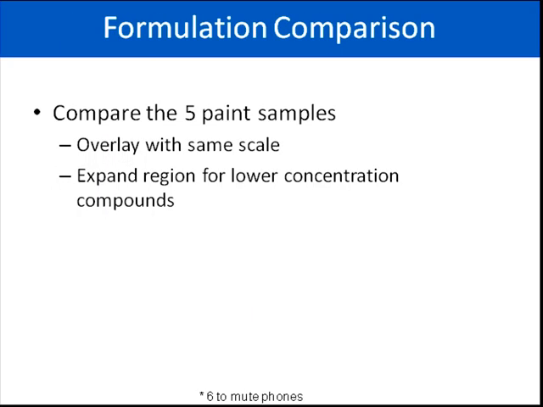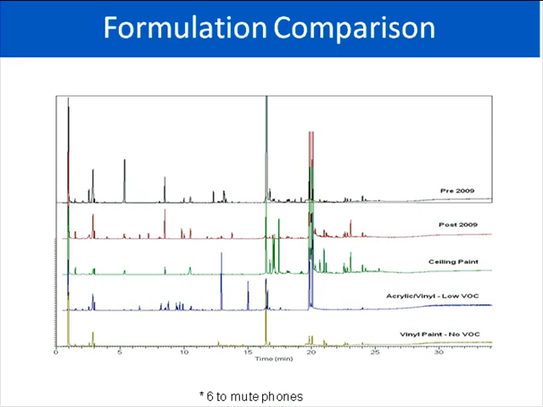Moving on, for another part of the Headspace analysis is to compare the formulations. So we compared the 5 paint samples by overlaying them on the same scale. Then we expanded the region to look at lower concentrations. Here are the total ion currents of all the paint samples overlaid, which really shows some of the significant differences of the paint samples.